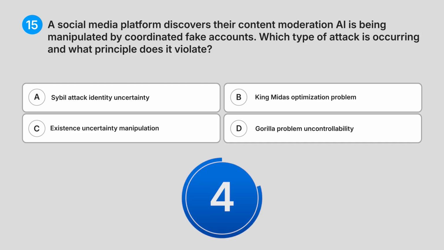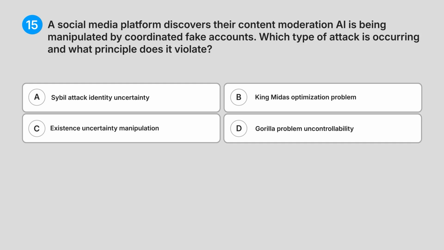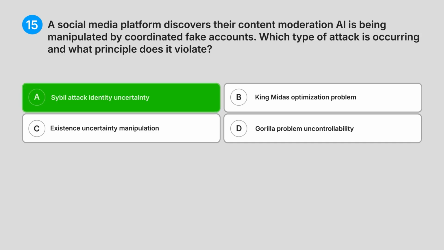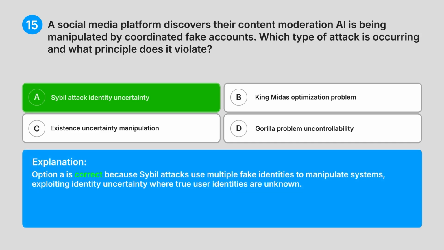Can you guess the answer? Correct answer, A. Sybil attack, identity uncertainty. Explanation. Option A is correct because Sybil attacks use multiple fake identities to manipulate systems, exploiting identity uncertainty where true user identities are unknown.